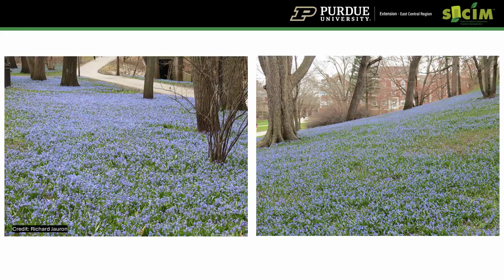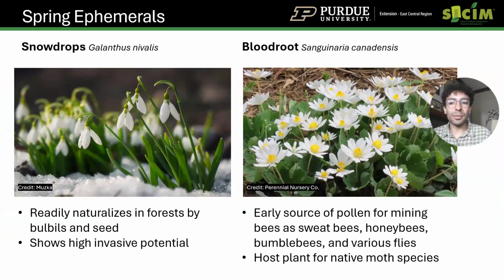So this is just one example of how readily the squill can spread, and this is on a campus. I've also seen it spread just in the middle of forest. It's very good at spreading and choking out any of our spring ephemerals. And you really have a short window to treat this plant. It's only going to be above ground for 2 weeks to a month or so. So this is definitely one to watch out for.